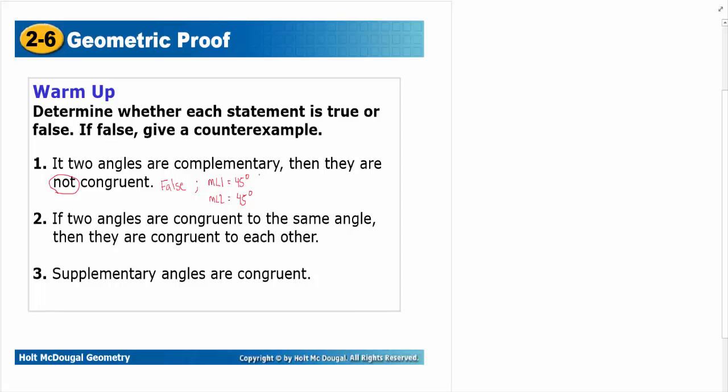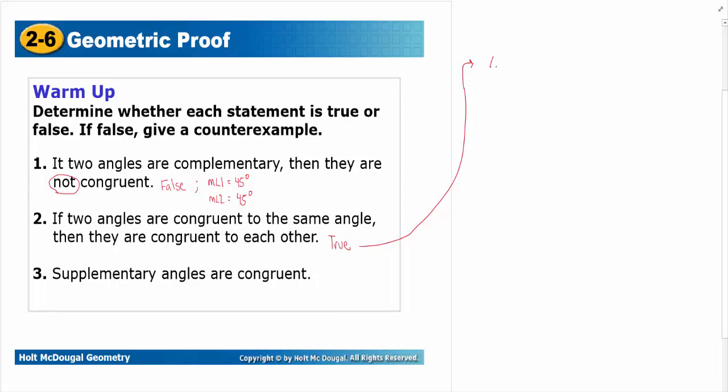Number two says if two angles are congruent to the same angle, then they are congruent to each other. You should, on this one, have gotten true. Now, we don't have to really show a counterexample on this. This is not a counterexample. I'm just showing you how this example does work. This is actually one of our theorems from 2.6. This is literally the theorem. So I'm going to state what it's saying here.